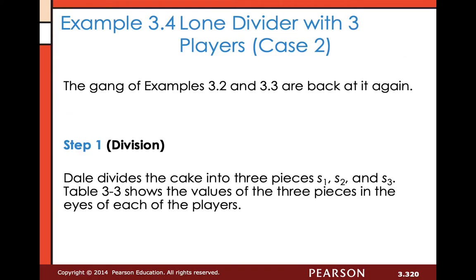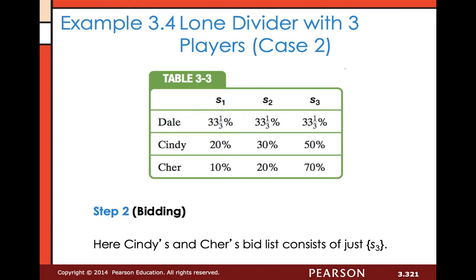So, we're going to look at them once again. The whole gang's back from examples 3.2 and 3.3. We're now going to look at case 2, which is the much more complicated case. Step number 1, the division. So once again, Dale goes through the same process, divides the cake, and here is the distribution.